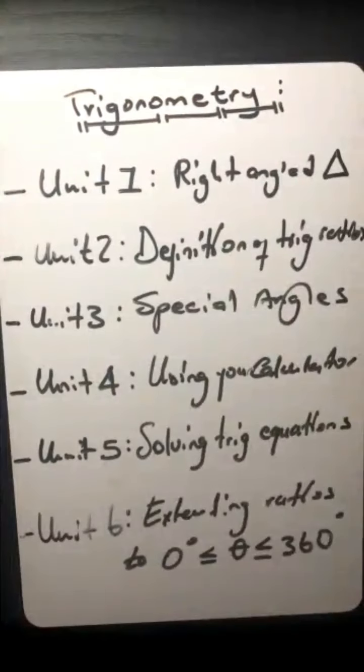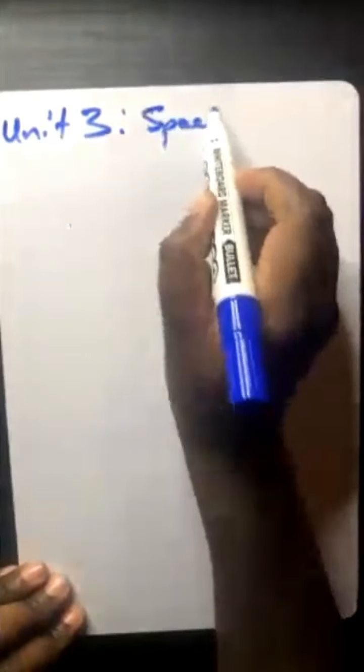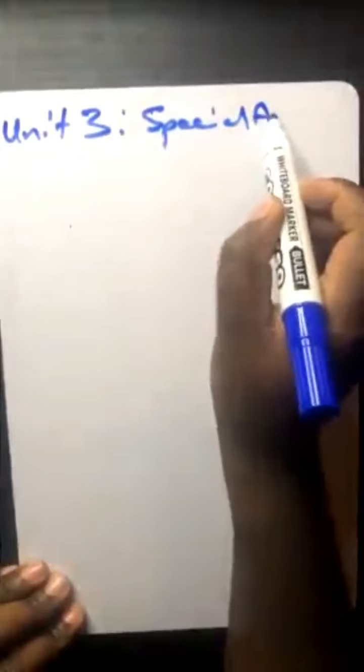So let's now move to Unit 3, where we talk about special angles. So let's see. In terms of the special angles, did you also study that in class? Yes, but then I didn't quite understand how we got the special angles. Okay, so for now, let's just discuss special angles.